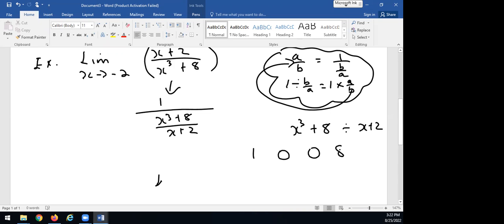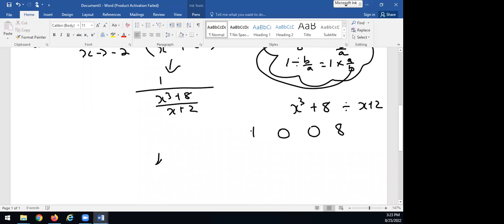And then put back your 8. So all you want is the coefficients. So 1 is a coefficient of x cubed. There's no square term, there's no linear term, so leave those as 0 as placeholder. And then write back your constant.